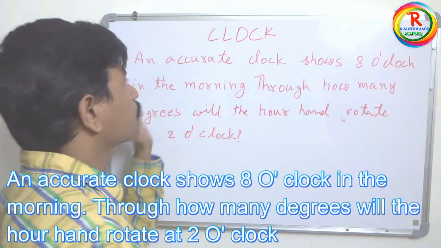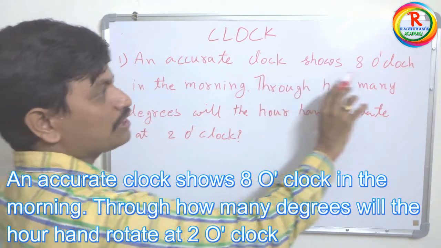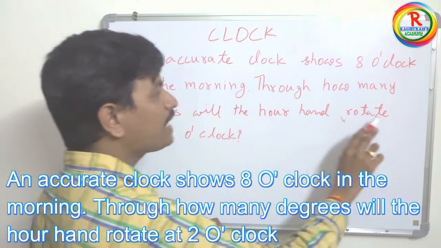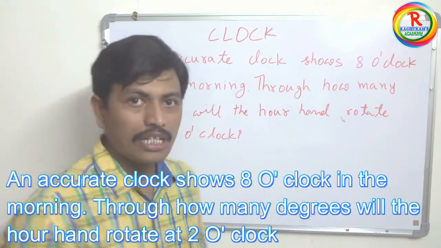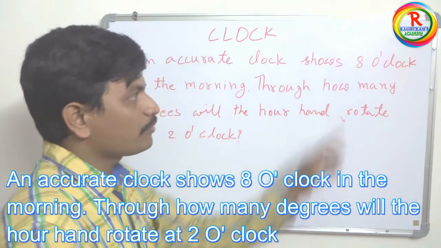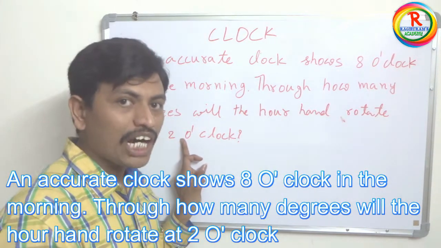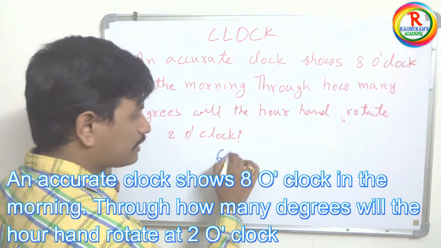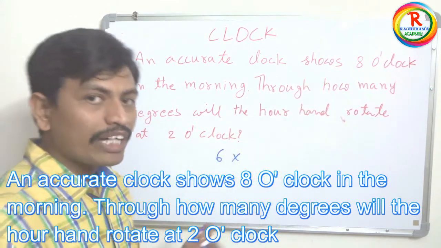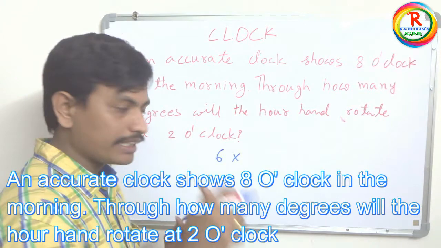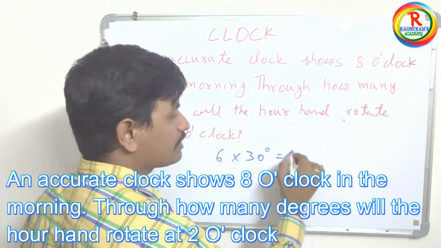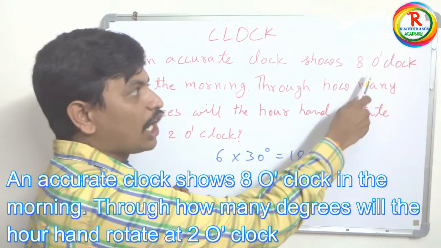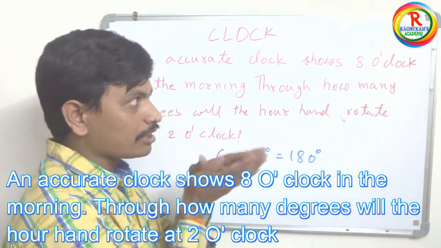Let us see a problem. First one. An accurate clock shows 8 o'clock in the morning. Through how many degrees will the hour hand rotate at 2 o'clock? So here in this case, let us see from 8 o'clock to 2 o'clock, how many hours? 6 hours. So 6 into, in 1 hour the hour hand moves how many degrees? 30 degrees. 6 into 30 degrees, that is 180 degrees. That's the answer.